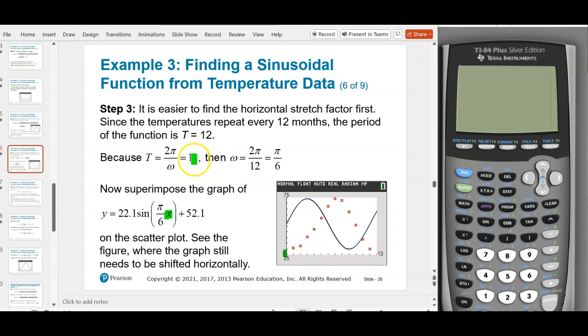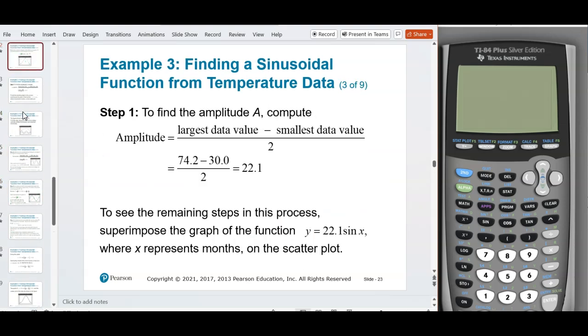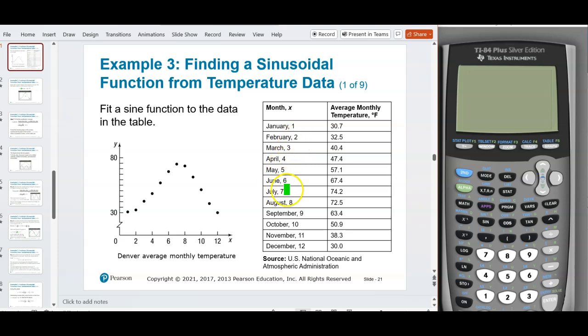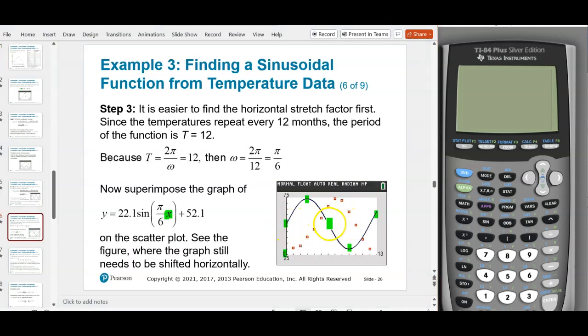So our period is 12, and if you think about the quarter periods, this is 0, this is 12, this is halfway at 6, and then this is at 3, this is at 9. So 0, 3, 6, 9, 12. And you can see that we have our data points. If you go back and look at them, 1 is January, 2, 3, 4, 5, 6. You can see our peak is taking place in July. So that's at 7. Right now, our peak is taking place at 3. We need our peak to take place at 7.